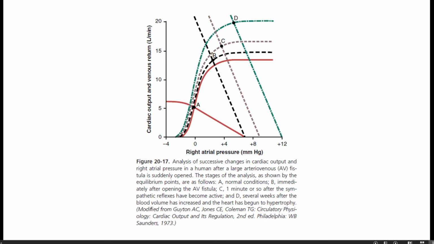So there is a prolonged increased workload of the heart, and the heart hypertrophies at this point. There is a slight further increase in the cardiac output. Point D shows that the cardiac output is now at 20 liters per minute with a right atrial pressure of plus 6 millimeters mercury. Since it is already several more weeks, there is an increase in blood volume and an increase in cardiac output, and this prolonged increase in cardiac output leads to hypertrophy of the heart muscles, and therefore hypertrophy increases cardiac output further.